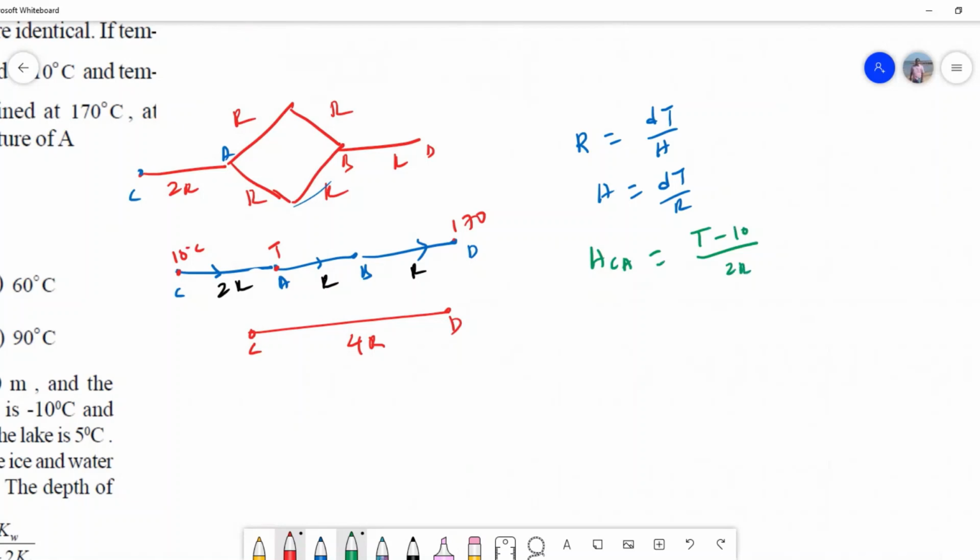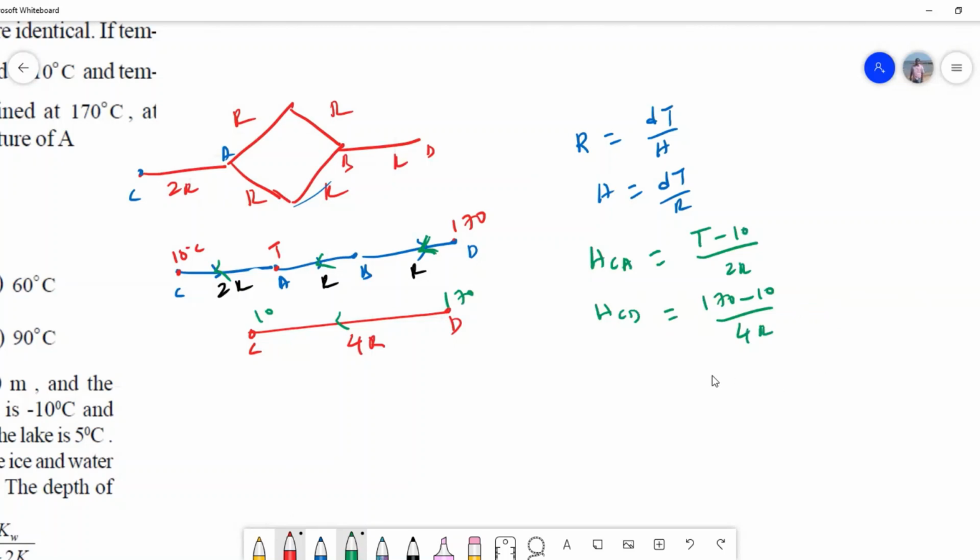Next, I'll apply this again for the whole rod. The heat current across CD is equal to, since this is at 170 and this is at 10, the direction of heat current will flow like this. Why? Because this is at higher temperature. This is the direction of heat current. So 170 minus 10 upon 4R.